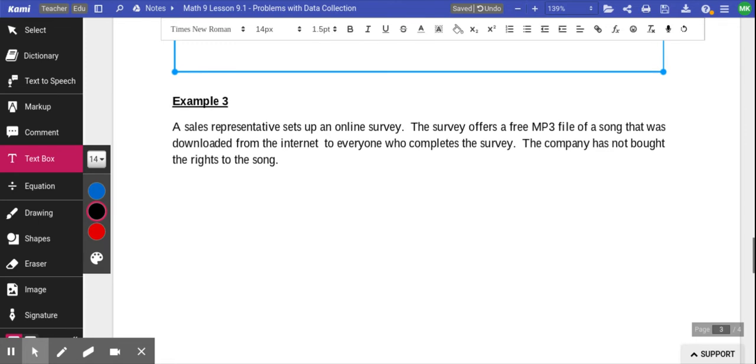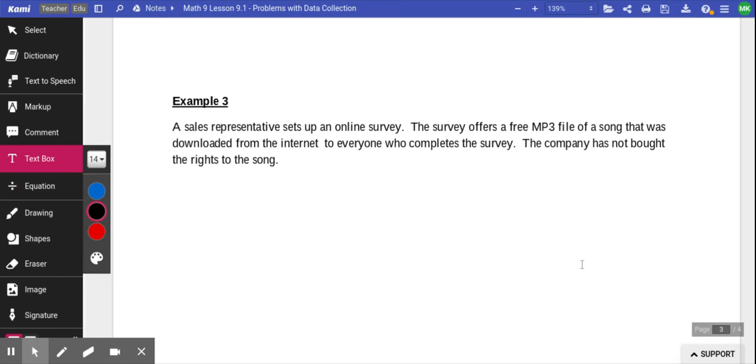Example 3. A sales representative sets up an online survey. The survey offers a free MP3 file of a song that was downloaded from the internet to everyone who completes the survey. The company has not bought the rights to the song. Okay, what is the problem with this? There's lots of problems.